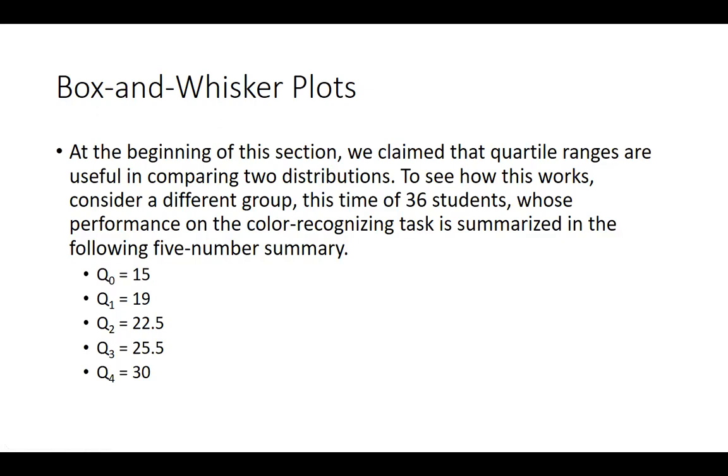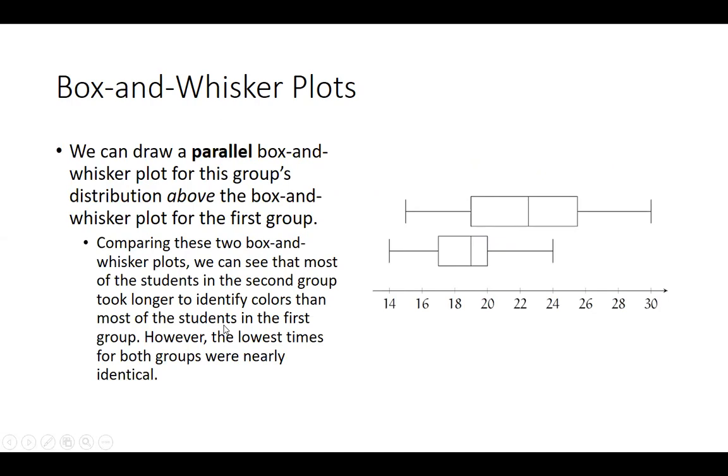At the beginning of this section, we claimed that quartile ranges are useful in comparing two distributions. To see how this works, consider a different group, this time of 36 students, whose performance on the color recognizing task is summarized in the following 5-number summary: 15, 19, 22.5, 25.5, and 30. We can draw a parallel box and whisker plot for this group's distribution above the box and whisker plot for the first group.